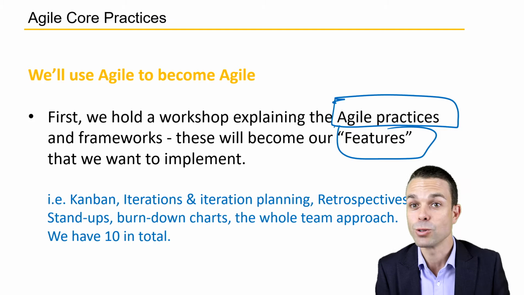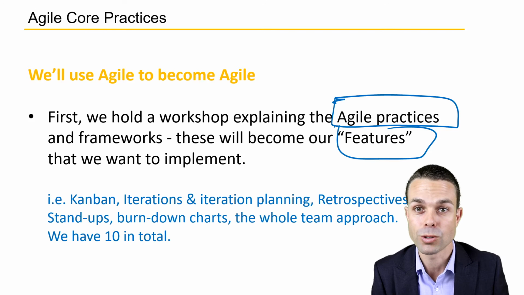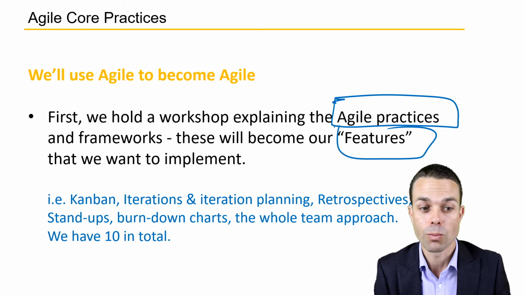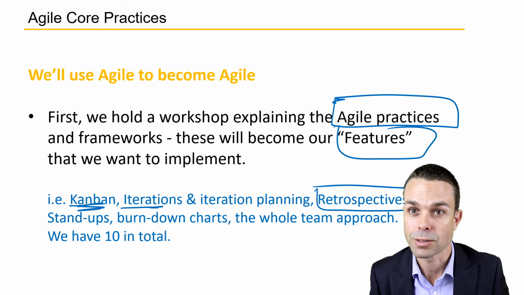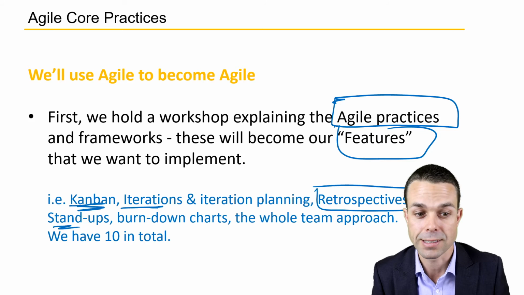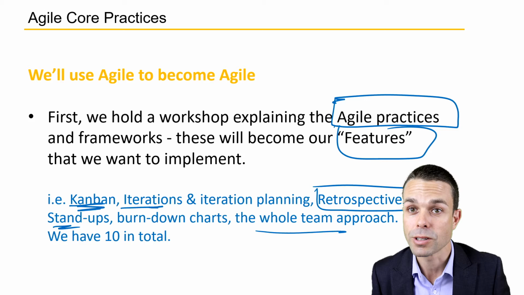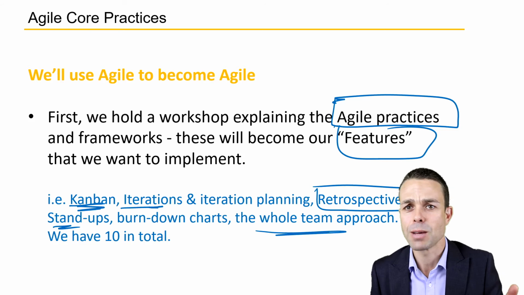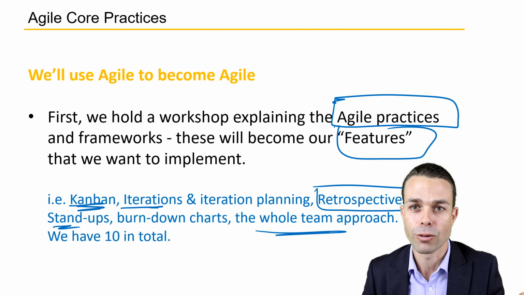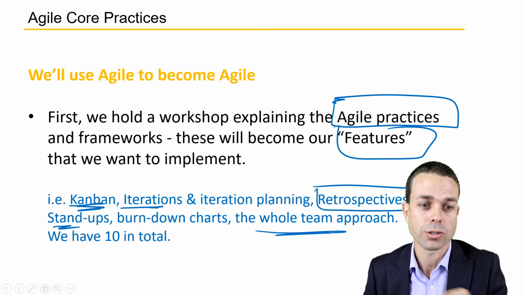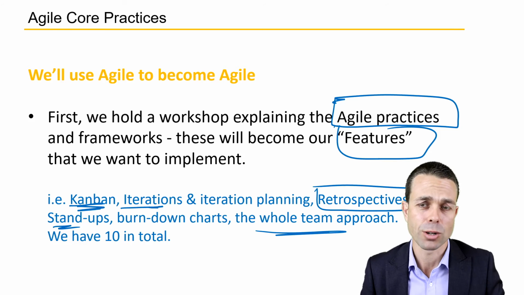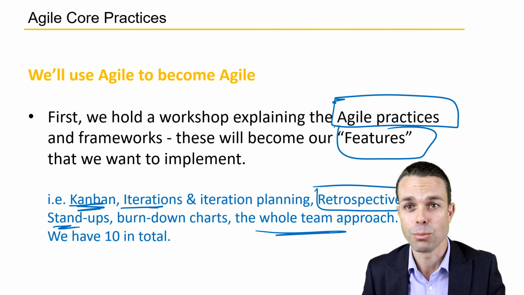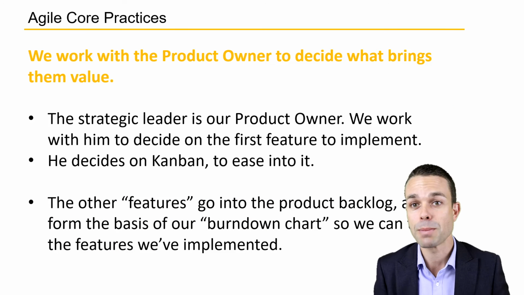Now, let's say those features, the things that we want to move towards in an Agile approach, might be things like Kanban, or iterations and iteration planning, or using retrospectives for the teams, or using daily stand-ups, burn down charts, using the whole team approach. And in our example, let's say at the end of all of that, our product owner, the executive that we're working with, says, look, there are about 10 of these Agile practices that we want to implement and move ahead with. So they become our features.